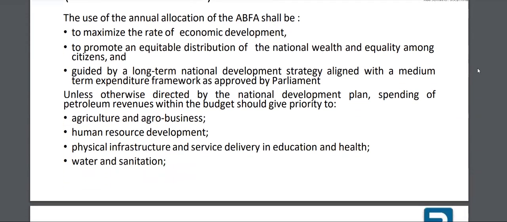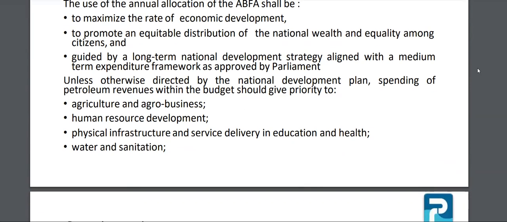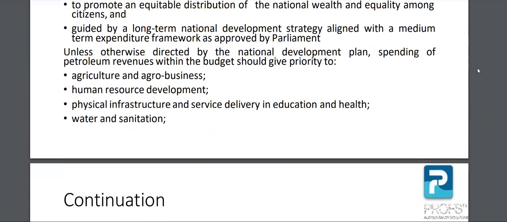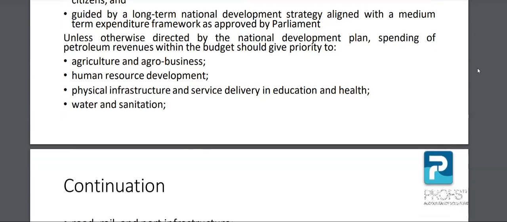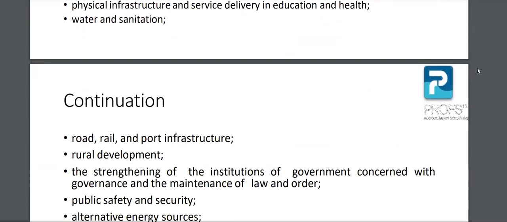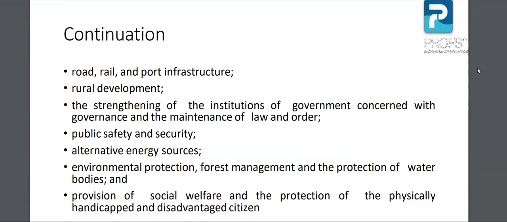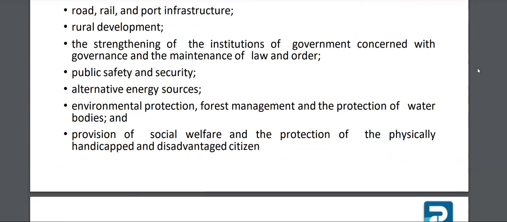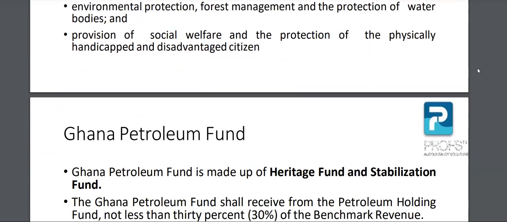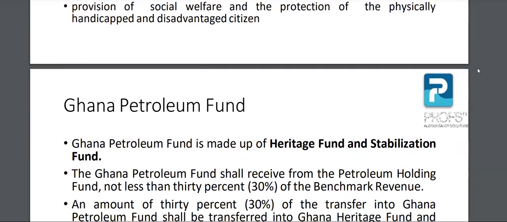Because it's guided by a long-term national development strategy. Now, these are some of the areas that the development plan looks at. We have agriculture, agribusiness, human resource development, education and health, water and sanitation, the road, rail and port infrastructure, rural development, and the like. So these are some of the areas that we get to look at when it comes to the ABFA.